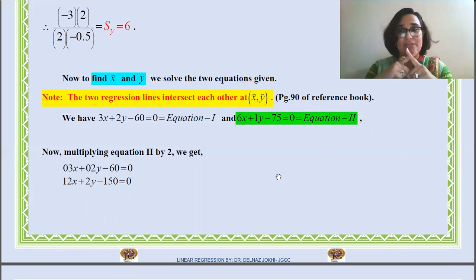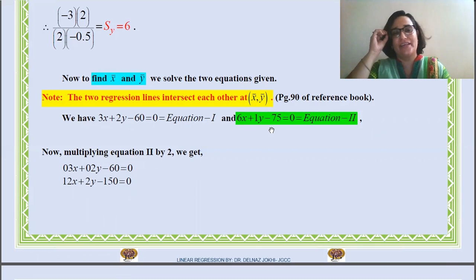That is, जहाँ पे intersect होती है, आपको x y का point मिलता है. X is equal to x bar and y is equal to y bar. So that is why, keeping this in mind, the two regression lines intersect each other at x bar and y bar. हम क्या करेंगे? हमारे पास दो इक्वेशन तो स्टार्टिंग में आपको क्वेश्चन में दिए हुए थे, राइट?